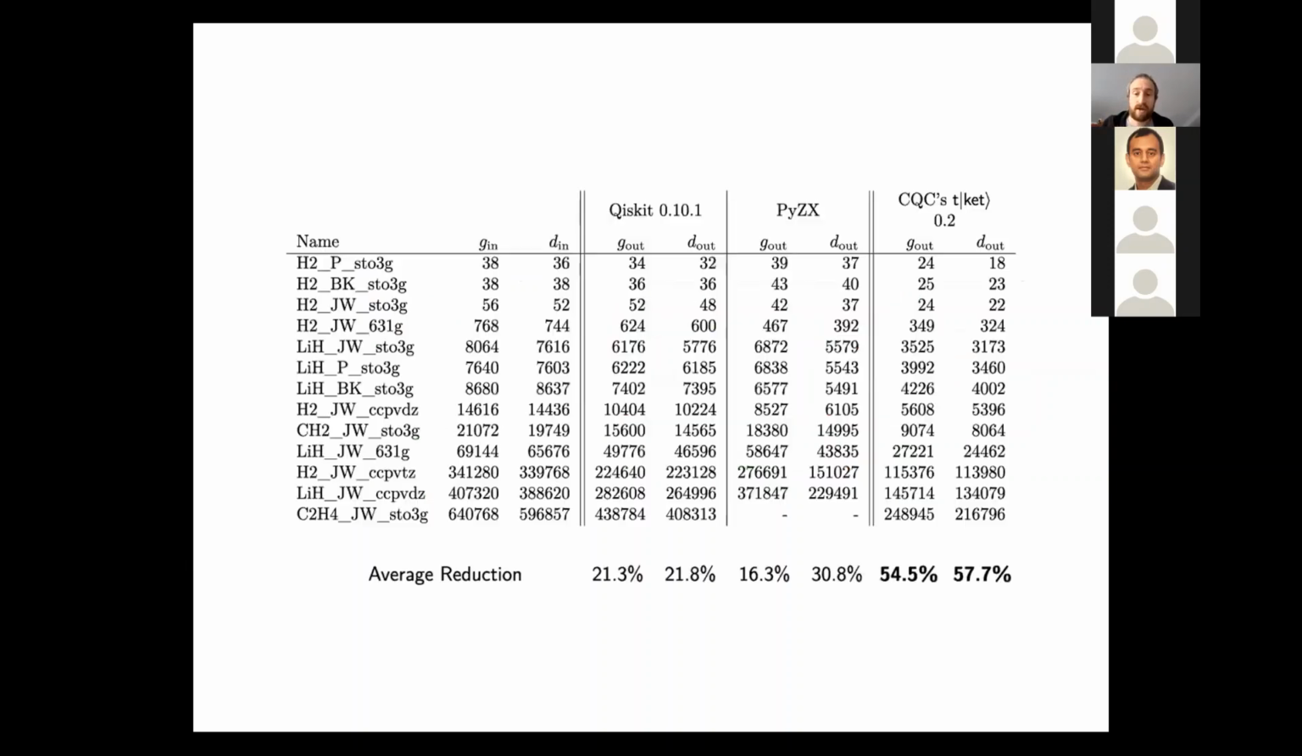And by applying a bunch of simplifications like that, we can achieve fairly significant reductions in the circuit size for these example chemistry calculations, so looking at more than 50% reduction on average. So that's something we might want to do with circuits. If you remember what we said earlier, fewer gates, less noise, more accuracy, right?